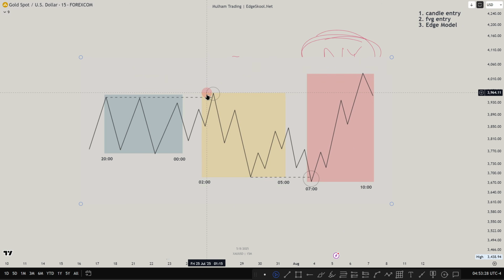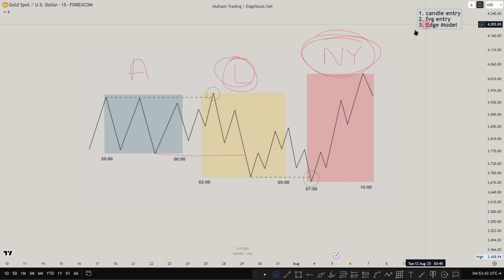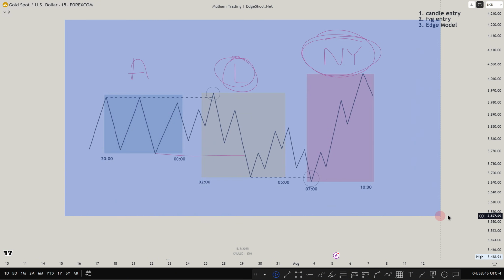Candle entry means that when we have the weakness here, we see price failing to close above, and then an opposite color candle closing, we can take the candle entry. If we go below and create an imbalance, we can take the imbalance. Edge model is another thing.